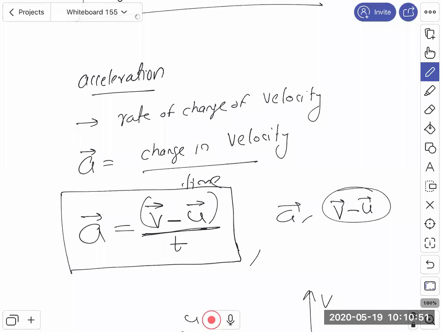Then you can write acceleration is equal to, represented by a vector, change in velocity divided by time. And change in velocity means final velocity, which is represented by v vector, minus initial velocity, represented by u vector, divided by time t.